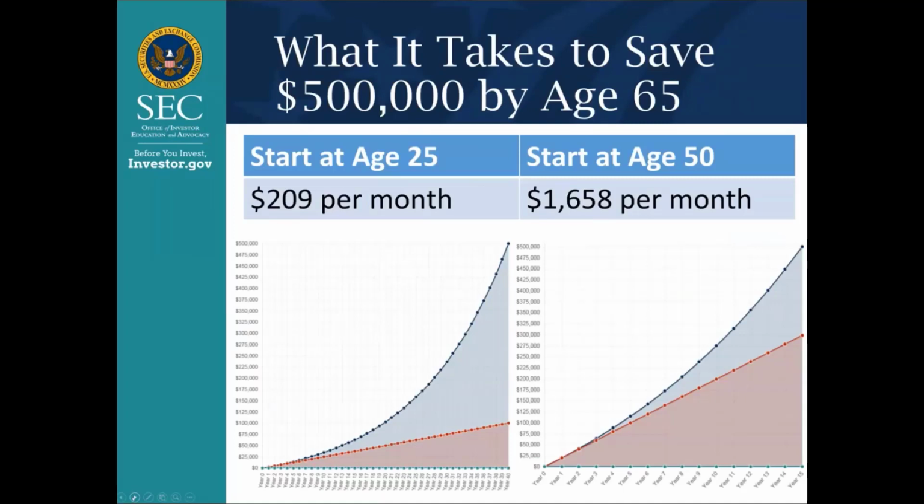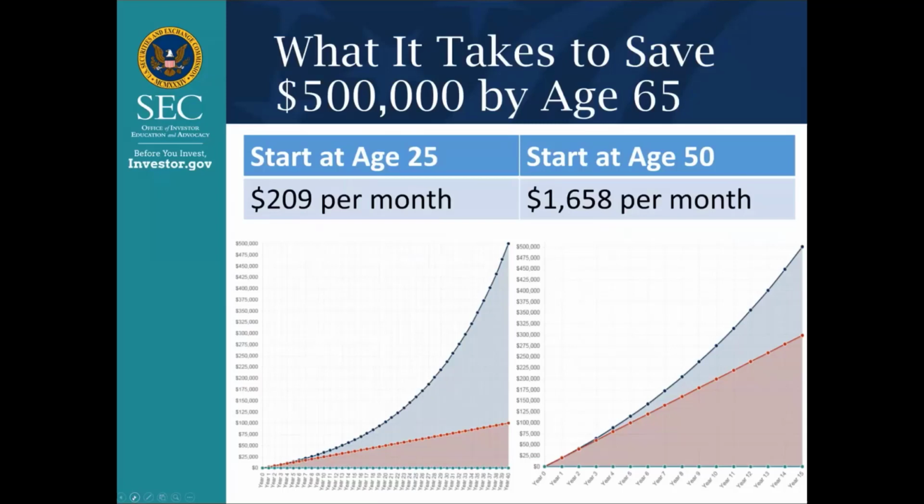This is a critical point. Start investing for retirement as early as possible. As we've shown already, it's cheaper in the long run. For example, if your goal was to save $500,000 by the age of 65 and you started at age 25, you only have to contribute a little more than $200 per month over 40 years.